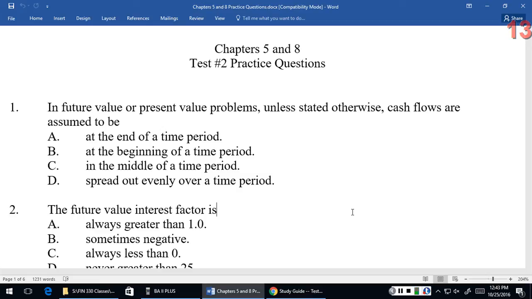All right, now, number 1. In future value or present value problems, unless stated otherwise, cash flows are assumed to occur when? At the end of the period. Okay, so the answer is A. If the problem doesn't mention anything about it, we assume they occur at the end of the period. If you do see the word beginning in the problem, then you're thinking, okay, I need to make some changes here. Especially if it's an annuity, then you need to change to an annuity due. You need to change your calculator to the beginning of period payments.